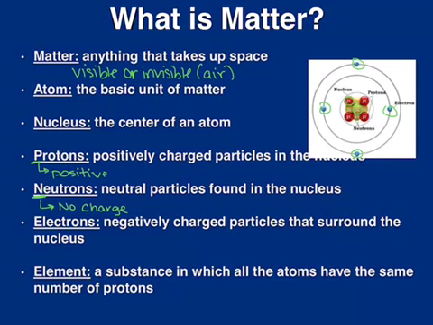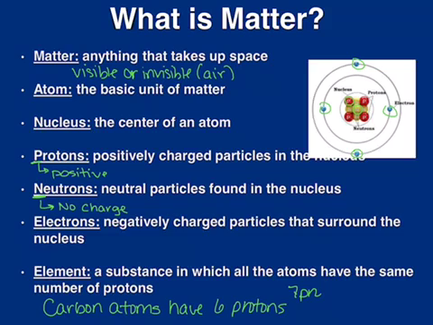Atoms in turn make up an element. An element is a substance in which all the atoms have the same number of protons. For example, all carbon atoms have 6 protons. If you were to add a 7th proton, it's no longer carbon, and it would now be nitrogen.